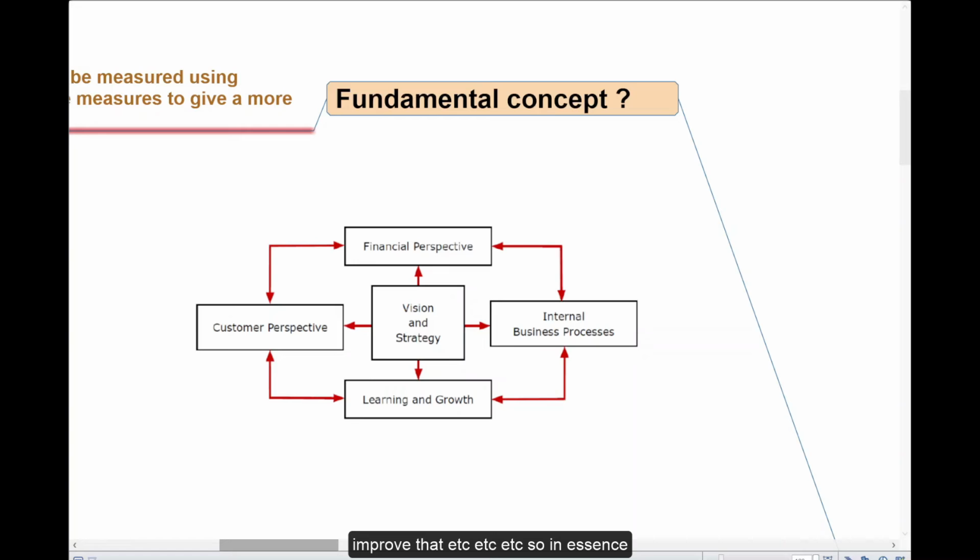So in essence, internal business processes simply means a business is full of processes. What are the important ones? Are they good? Do they work properly? Do you get complaints, etc., etc.?